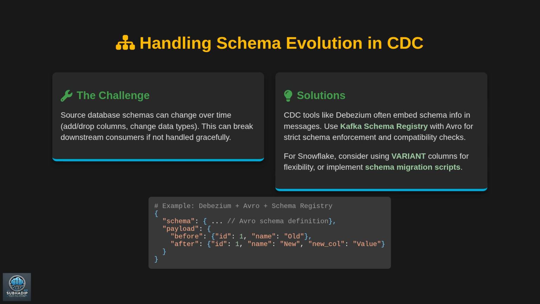The solutions involve utilizing CDC tools like Debezium, which often embed schema information directly within the messages. Coupling this with Kafka Schema Registry and Avro ensures strict schema enforcement and compatibility checks. For Snowflake, you can use variant columns for initial flexibility, or implement robust schema migration scripts to adapt your tables to schema changes. The example shows how a Debezium message includes schema and payload, demonstrating a column addition.